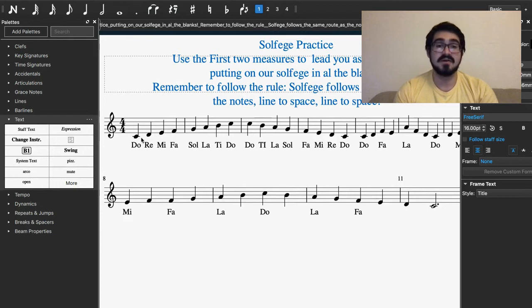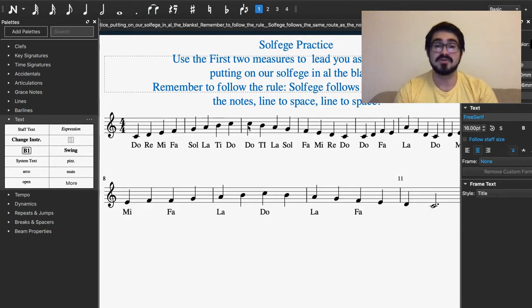So C all the way up to C is C, D, E, F, G, A, B, C. Well, that's do, re, mi, fa, sol, la, ti, do. So instead of just using our note names, we're using our solfege. That's really all there is to it. So when I put up here, it says solfege follows the same root as the notes. It follows the same root as the musical alphabet, line to space to line to space to line to space. It just goes up or backwards down the same way.